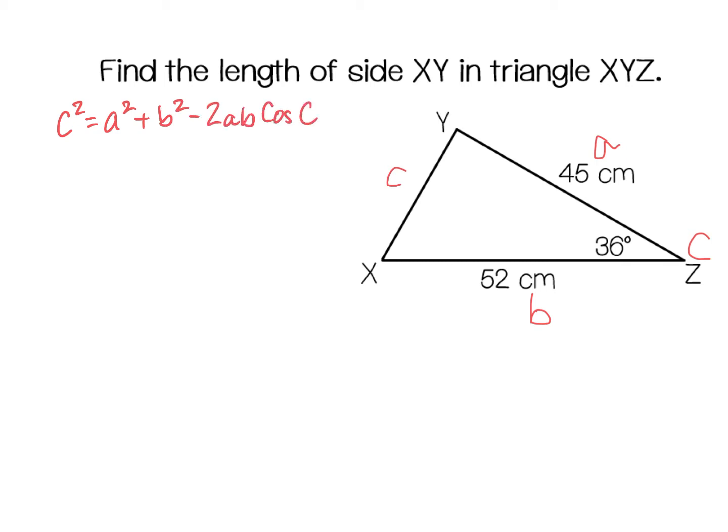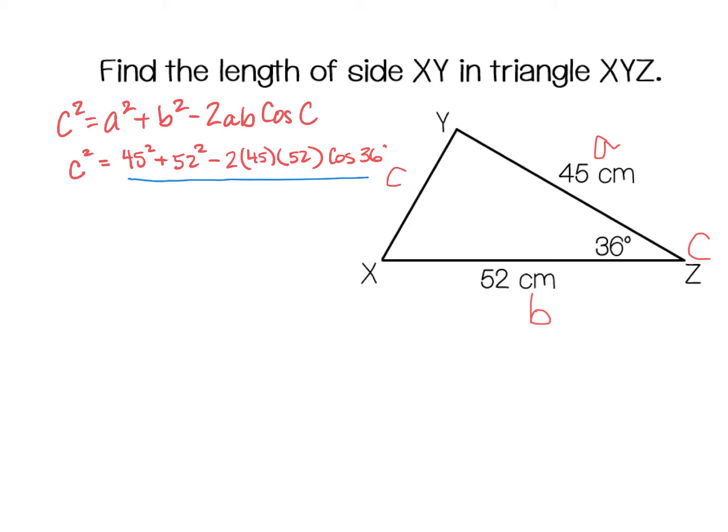All right, so I'm going to plug things in here. So my side C is just C or X, whatever you want to call it, equals A and B. It doesn't matter which one's which, I just picked. So we have 45 squared plus 52 squared minus 2 times, my A was 45, my B was 52, times the cosine of angle C, which is 36 degrees. Okay, now, in all honesty, C squared is already by itself. My variable is all by itself. I would type all of this in my calculator at one time. Right? I would not hit enter until I was done.